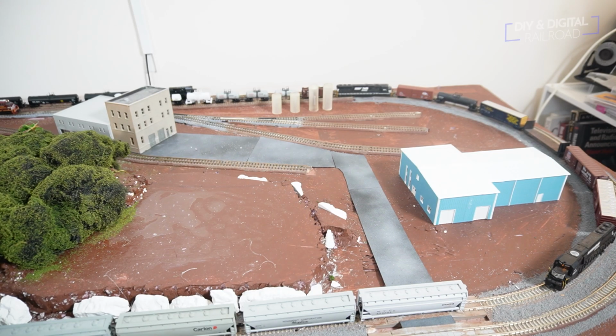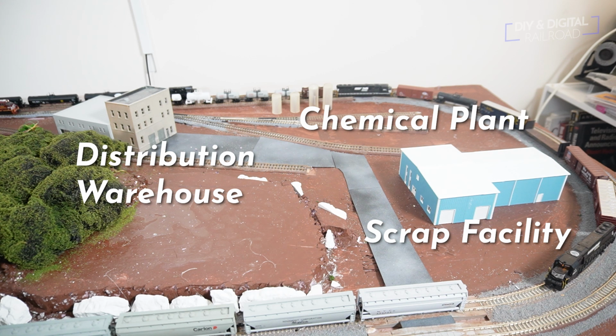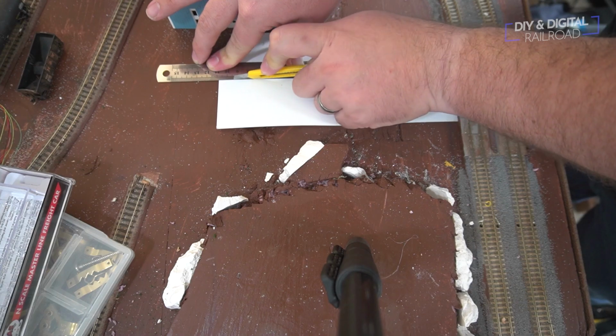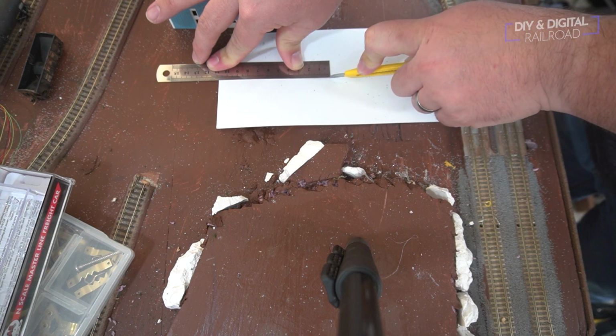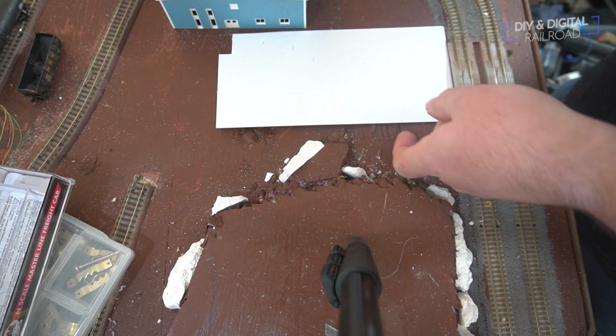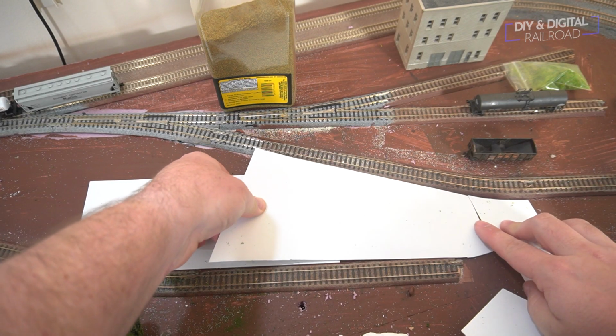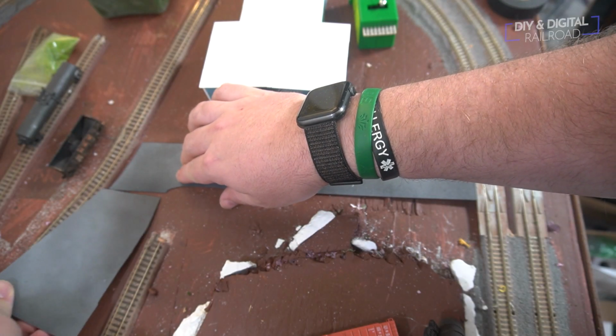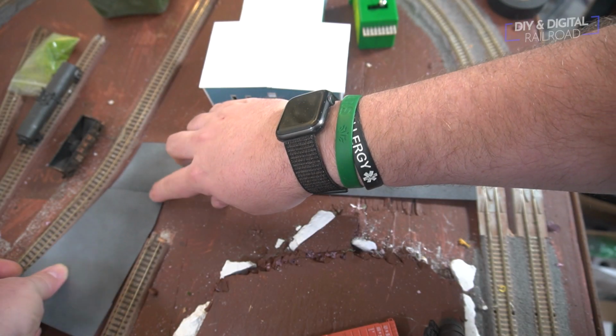Basically, I have decided on 3 main industries for this area. A scrap facility, which will be handled by the Pike Stuff kits, a distribution center that will be handled by the Outland model kits, and a chemical plant that I will 3D print. A keen eye may have also noticed that I put in another styrene road. Now, I've done a whole video on making these, and I will link that at the end of this video.